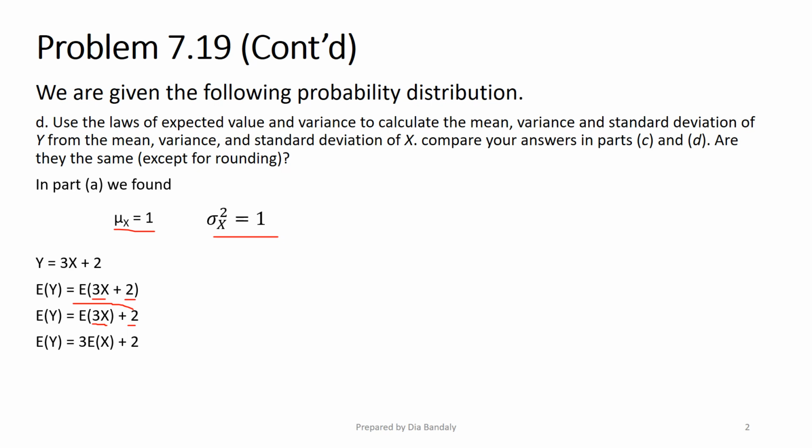All right. Now I can substitute E of x with 1 that I know. So E of y is 3 times 1 plus 2. And here we go. It's 5. This is exactly what we found using the probability distribution of y. Okay, let's proceed.